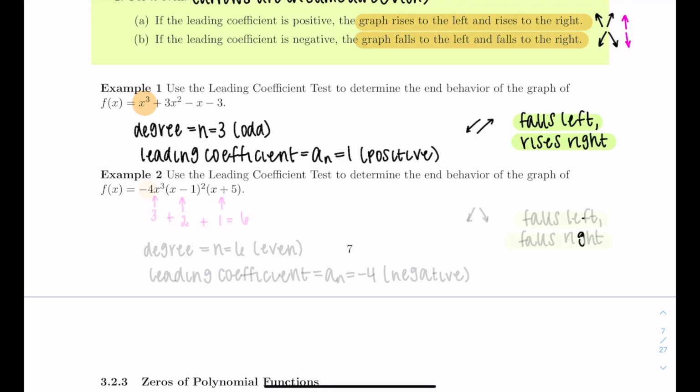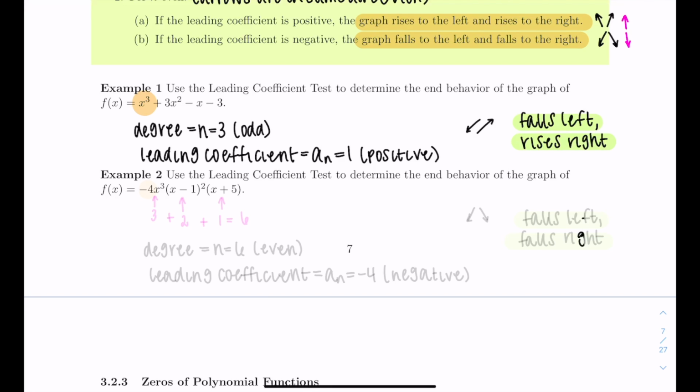Go ahead and pause the video and try the second one. For the second one, it looks like we might have to multiply this whole thing out to determine the degree, but we don't have to.